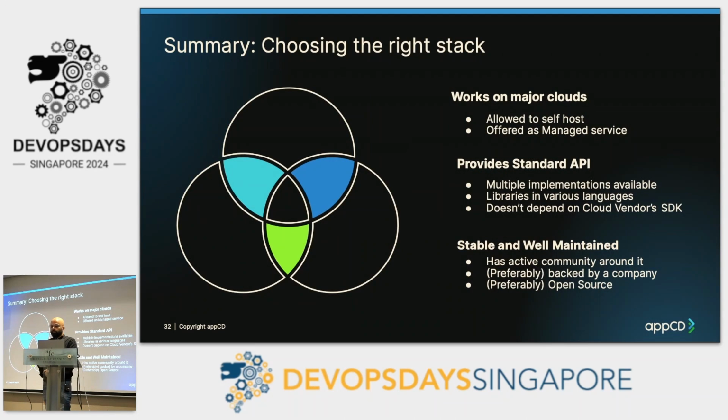Summary, what do you do to choose the right stack? First, have all the stakeholders be part of that decision. Don't just decide in isolation. You choose anything that should work on major clouds and should be offered as a managed service ideally. It should provide a standard API like JDBC or SMTP to access it rather than some custom API. It should offer support for multiple languages. It should be stable and well maintained. Ideally, you don't want something that is deprecated or has not been updated in the last 5 years.